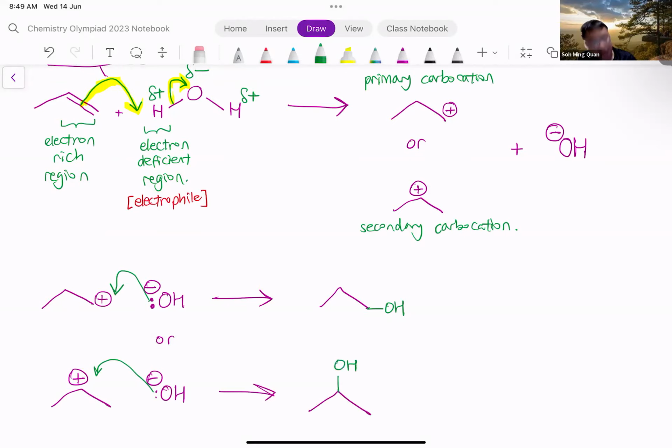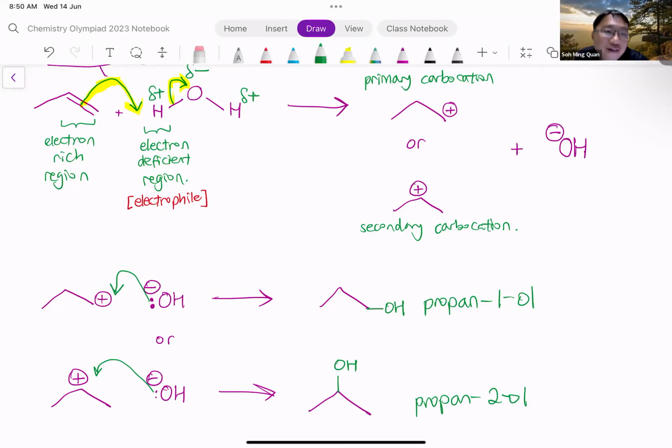Again, you can see these are isomers of each other, right? The one on the top is called propan-1-ol, where the OH group, the alcohol hydroxyl functional group, is at the terminal carbon. The one at the bottom is called propan-2-ol, where the OH group is in the middle carbon. So again, two isomers.